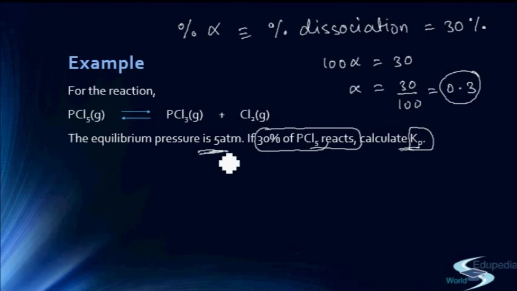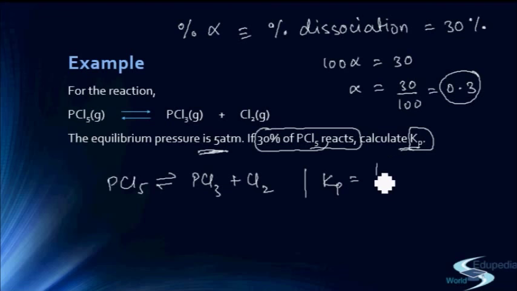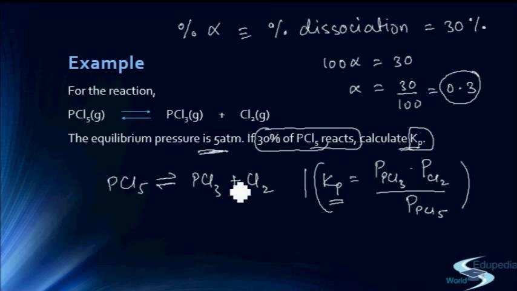So instead of directly substituting the values over here, let's solve it in terms of variables. Our reaction is PCl5 going to PCl3 plus Cl2. To calculate Kp, we know that Kp is equal to the partial pressure of PCl3 at equilibrium into the partial pressure of chlorine at equilibrium divided by the partial pressure of PCl5 at equilibrium. Given that this way of calculating Kp is true, we simply need to calculate the partial pressures of each of the components at equilibrium.